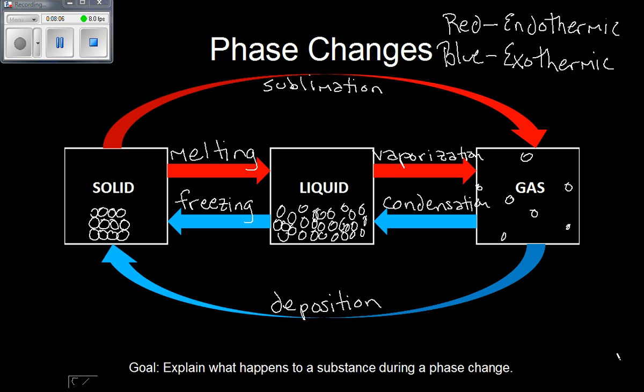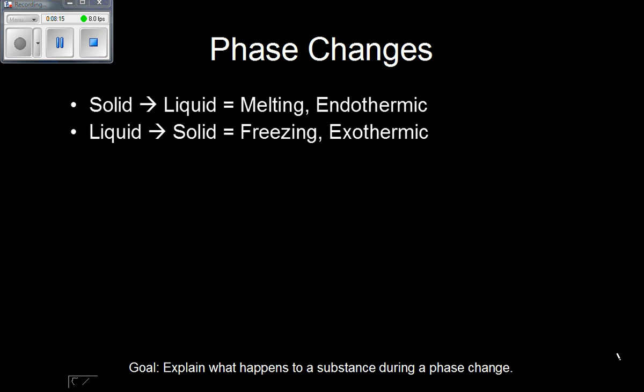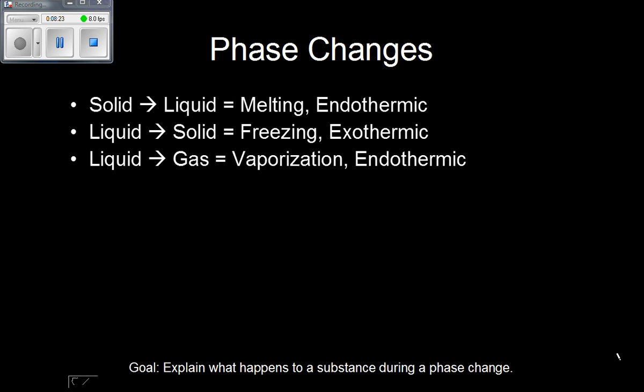Let's summarize what we see on this slide. The change from a solid to a liquid is referred to as melting and is an endothermic change. The change from a liquid to a solid is referred to as freezing and is an exothermic change. The change from a liquid to a gas is called vaporization and is an endothermic change.